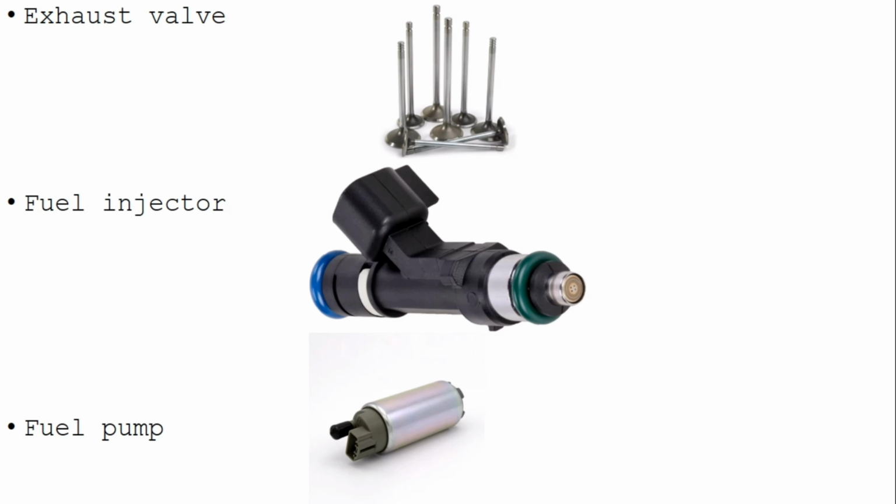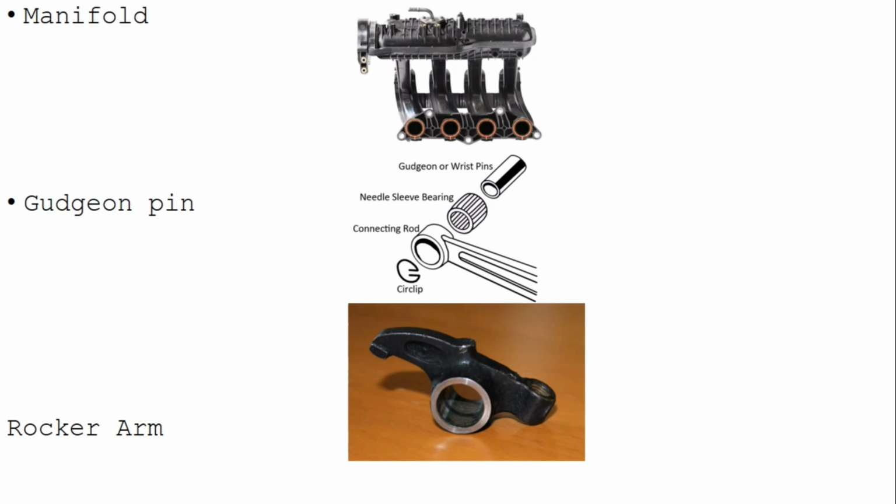It has a reciprocating movement. I have the exhaust valve. I said the definition of the valve, but it's to open and close the valve at the top of each cylinder within the engine. Then there is a fuel injector. It's atomizing and injecting the fuel. So the main use of the fuel injector is atomizing the fuel and injecting the fuel. Then I have the fuel pump, which pressurizes the fuel from the tank through the engine. Then there is a manifold.